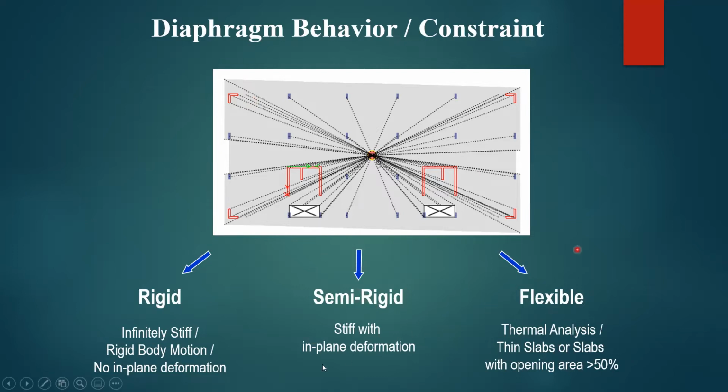So you can follow my research about this in my PhD. I explained this in detail. So it's not our aim, but let's continue. But I want to highlight that for the diaphragm, we have 3 types: rigid, semi-rigid, and flexible.